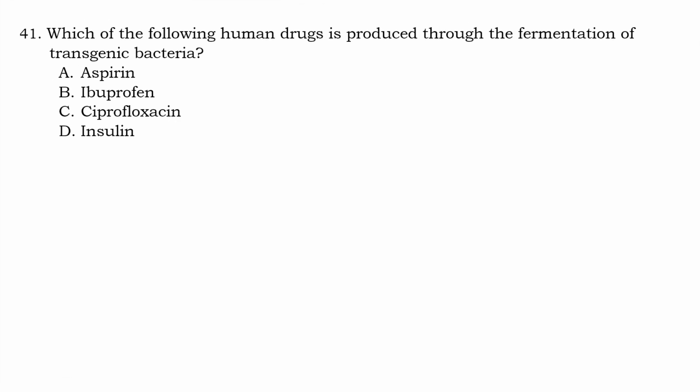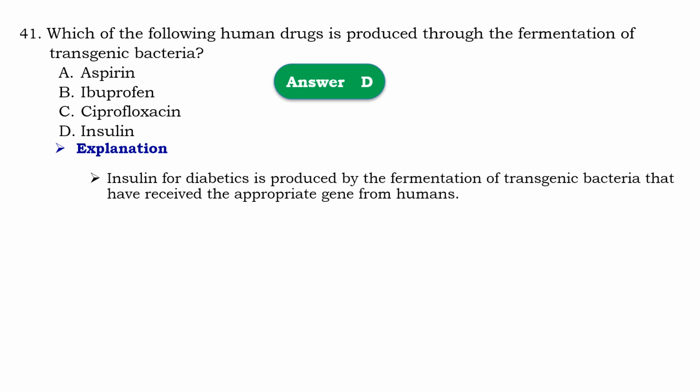Question number 41. Which of the following human drug is produced through fermentation of transgenic bacteria? So that should be D. Insulin. Means that insulin for diabetes is produced by fermentation of transgenic bacteria that have received the appropriate gene from humans.